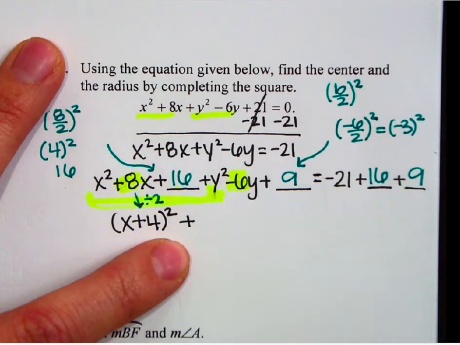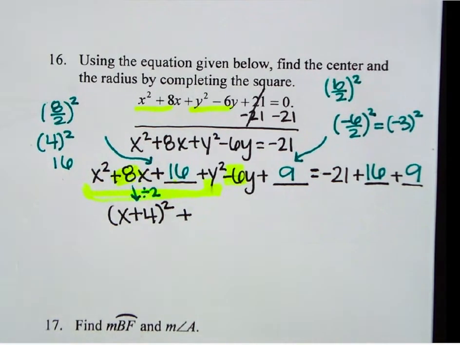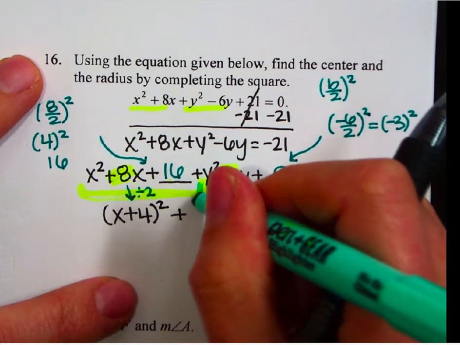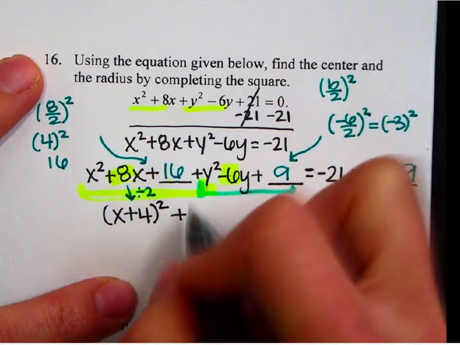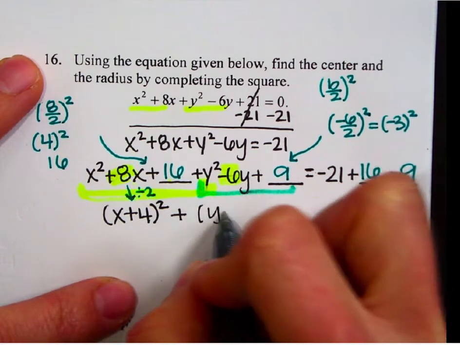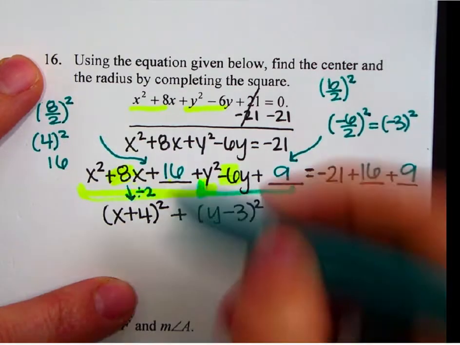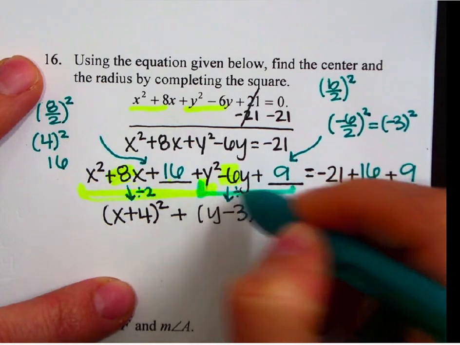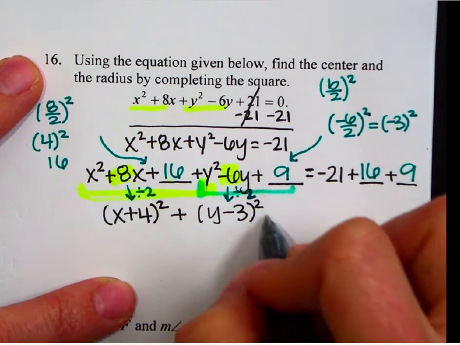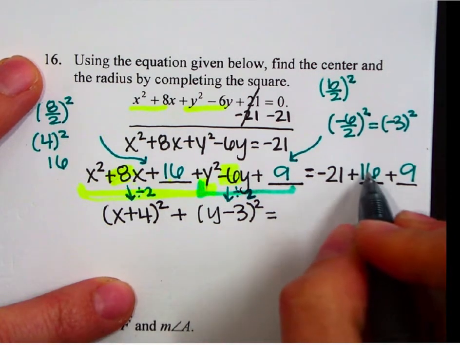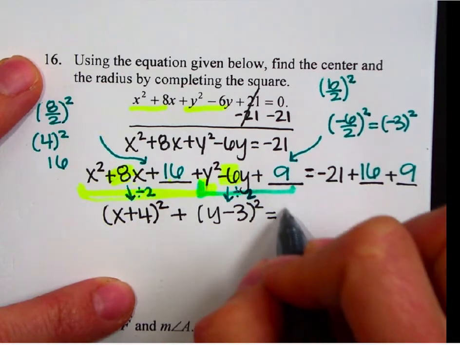And now the same thing is about to happen with my y terms. I'm going to be factoring this trinomial. If I were to factor it, it's the same factor twice, y minus 3 and y minus 3, which we write as y minus 3 squared. And if we would like, we could just use the shortcut of b divided by 2 to get that negative 3. This is equal to negative 21 plus 16, that's negative 5, and negative 5 plus 9 is 4.